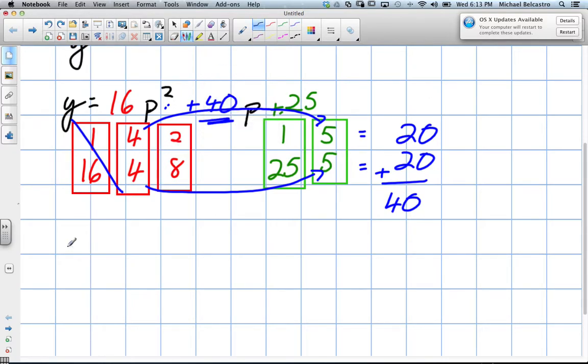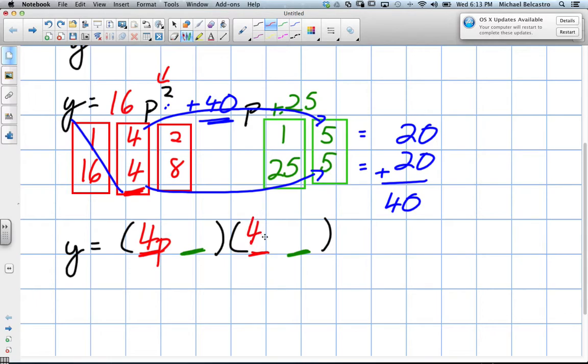When we go to put it in factored form, we have y is equal to, okay, and we'll have 2 sets of brackets. Our red terms will be the first terms in each bracket, and our green columns will be the second terms in each set of brackets. Now in this case, we have 4, and we should attach the p to it. So there should be a p here. So 4p and 4p, they both happen to be the same. And here we had 5 and 5.